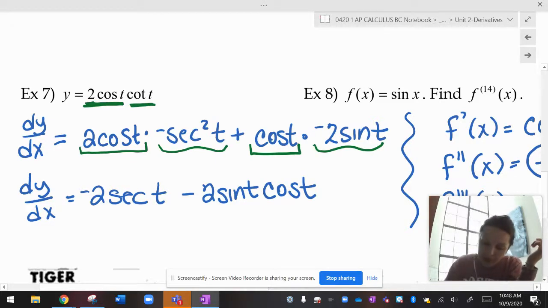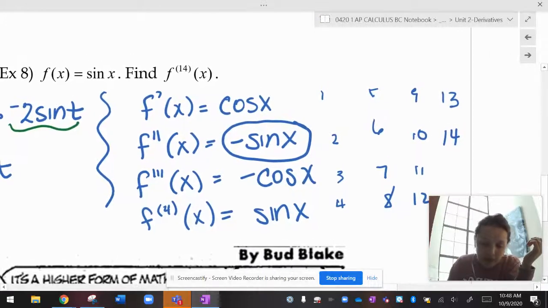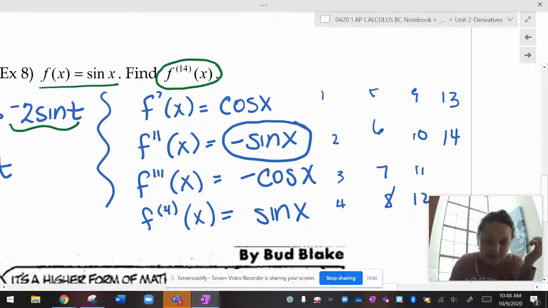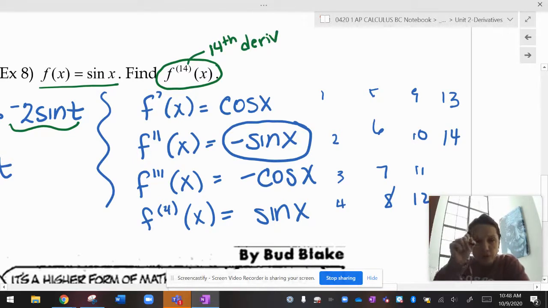Okay. And then last but not least, on number 8, it says find f^(14)(x) when f of x is sine x. When you see what looks like an exponent, but it's in parentheses, that actually means the 14th derivative. This is a notation you haven't really seen before. Usually we use apostrophes in the beginning, and then once we get to 4, we start putting it in parentheses because nobody wants that many apostrophes.